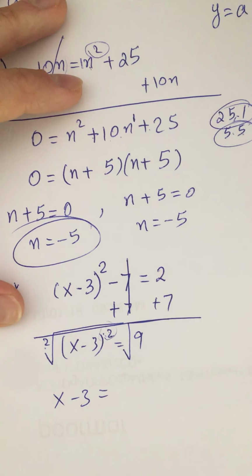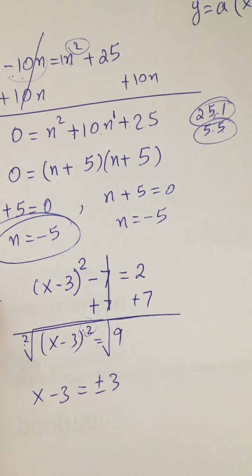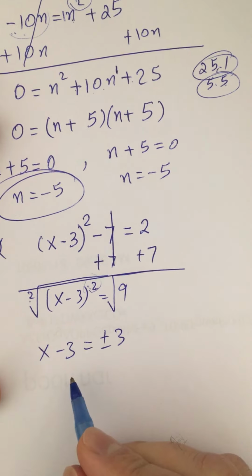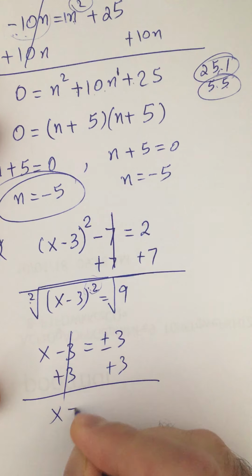And what's the square root of 9? Now, remember, when we were solving equations last week, I said if you take a square root when you're solving an equation, you always put a plus and a minus. So square root of 9 is positive and negative 3. Okay, and then add 3, x equals.